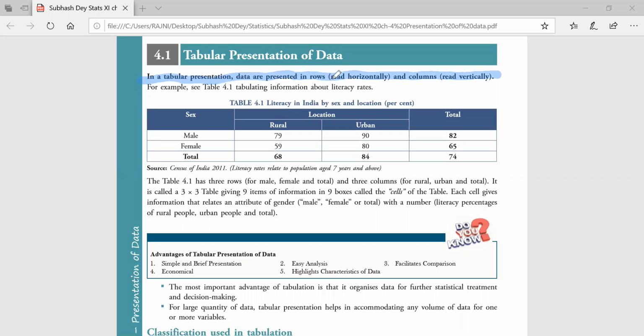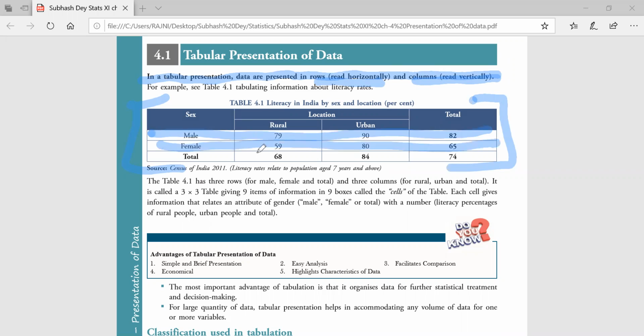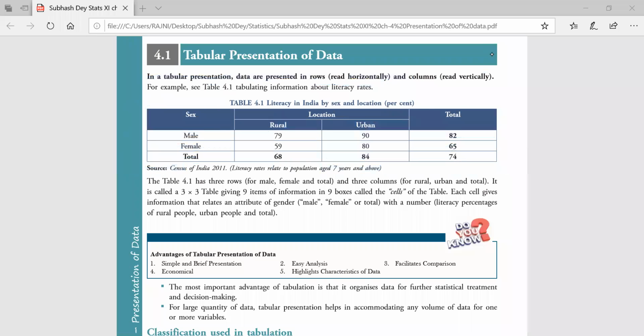Rows are represented horizontally and columns are represented vertically. As in this example, you can see gender, location and total. These are the rows and these are the columns in which we are representing the data. This process refers to the presentation of data in the form of a table.